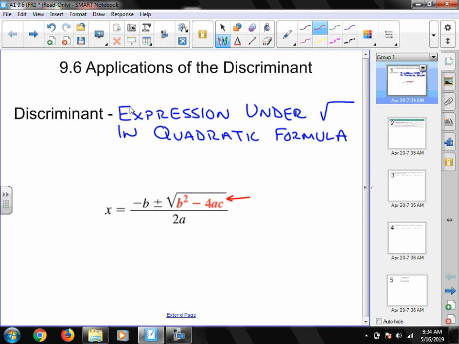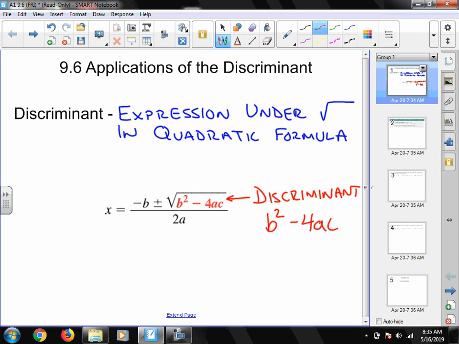Okay, and I do not need the square root. All I need is b squared minus 4ac. So everything else I don't have to worry about. Just b squared minus 4ac. No square root, no negative b, no plus or minus, no 2a. b squared minus 4ac is all you need to know.